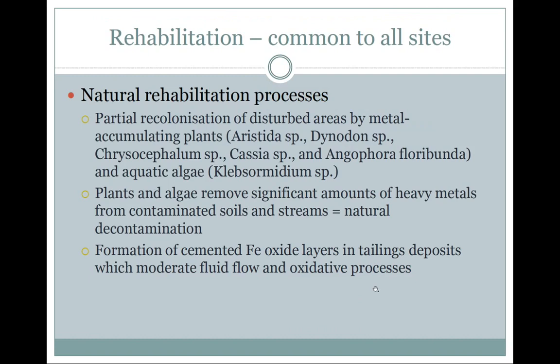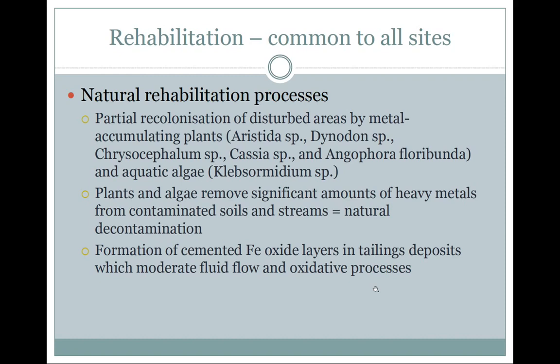So, rehabilitation. What's the natural rehabilitation process? Commonly the best manner to do this is recolonisation of disturbed areas by plants that accumulate metals. Some examples there, aquatic algae or certain angophores, and they can handle the high metal content, and they are progressively drawing it down. So much so that some people actually want to plant plants to take up the metals and then mine the plants. So, it's gone the next level.